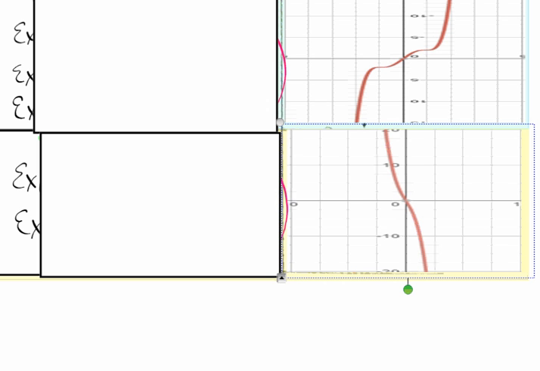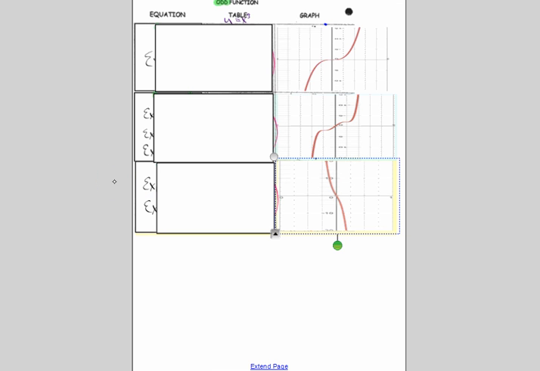With that said, we can say that our odd functions have rotational symmetry about the origin, 180-degree rotational symmetry about the origin. And this means it is order 2. Remember what we learned about rotational symmetry. With that said, everything's over and done with. You have learned about odd functions.